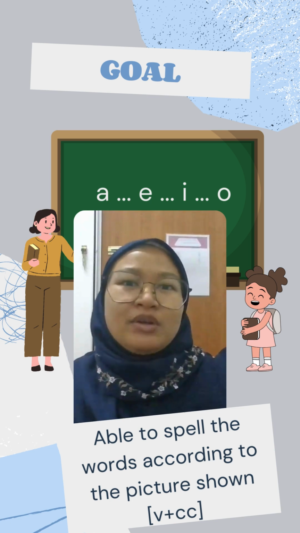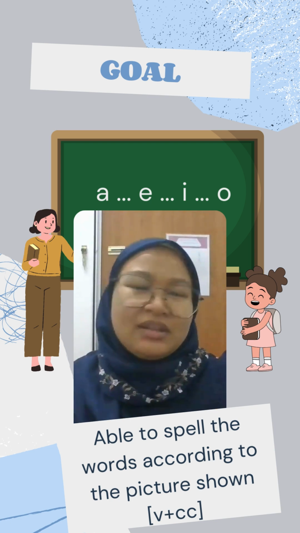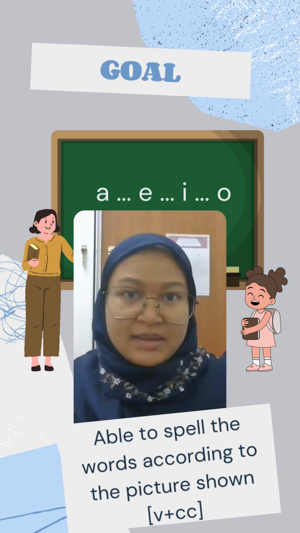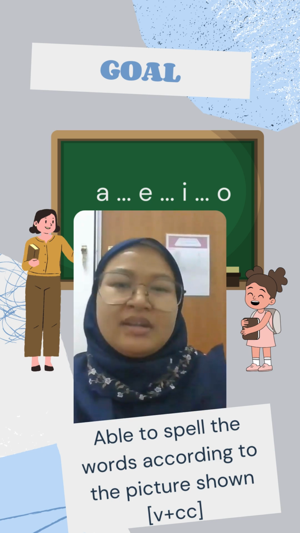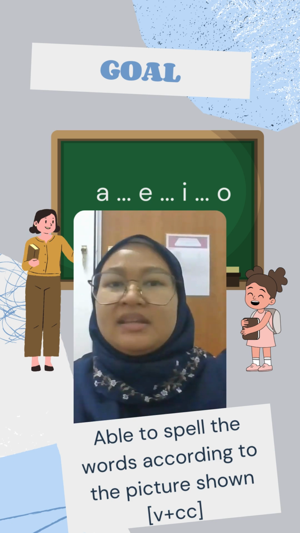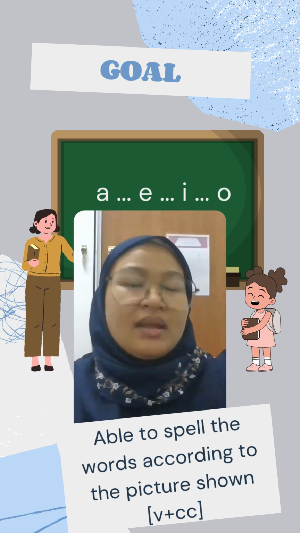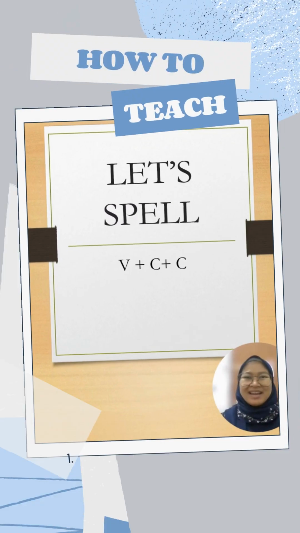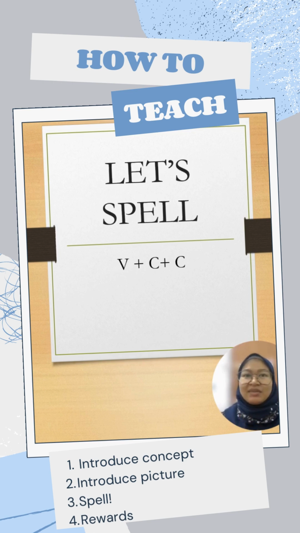So today we're going to be learning a new goal. Today we're going to learn how to spell words based on the picture shown. So we are going to spell a VCC word. It is a vowel plus consonant plus another consonant. Let's get started.